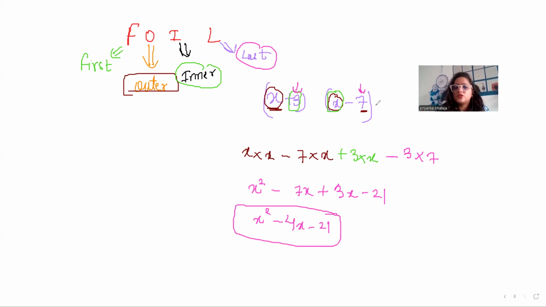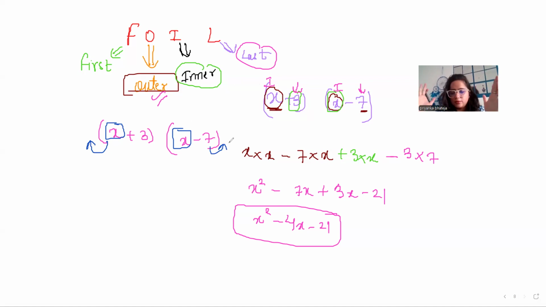Understood? So yeah, these are your first terms of both the brackets. So now after that, outer terms. So if we see, these are our outer terms also, right? Suppose I am writing it down again. These are the first terms of each bracket, or we can consider, see, before these terms there is nothing and after this term there is nothing. So that means these are the outer terms also.